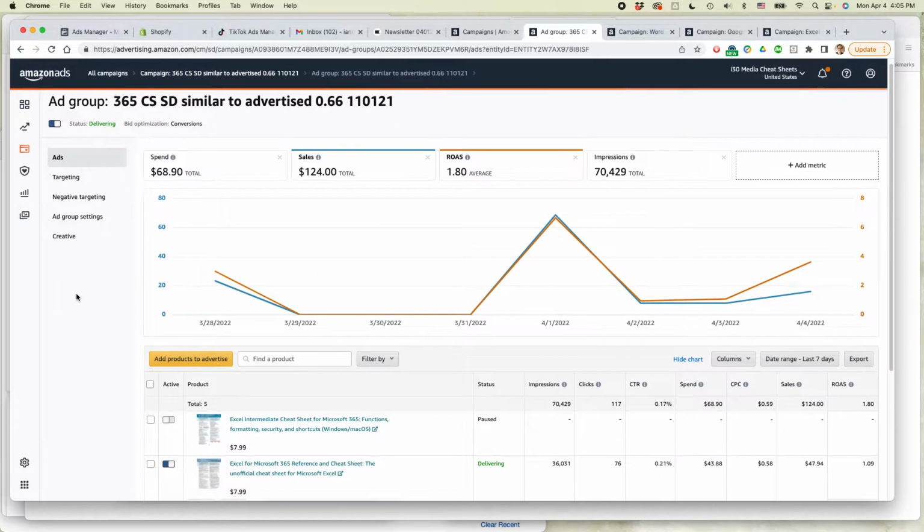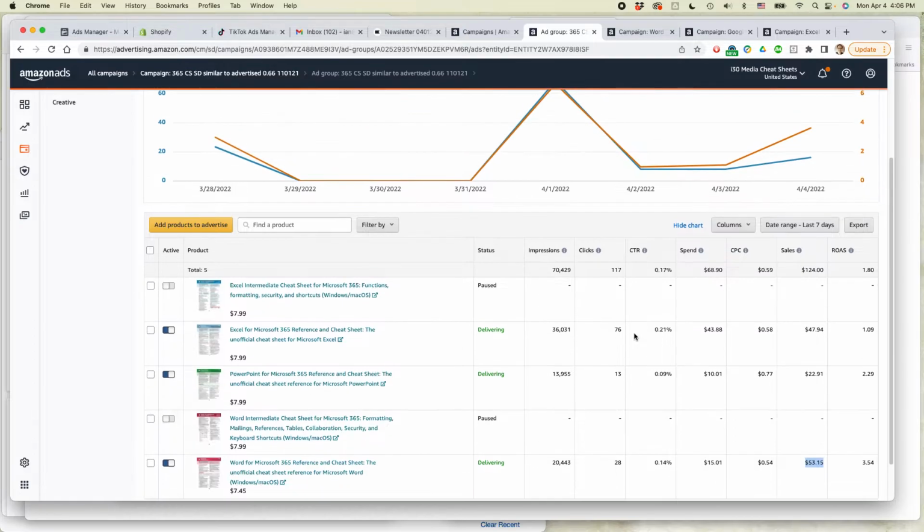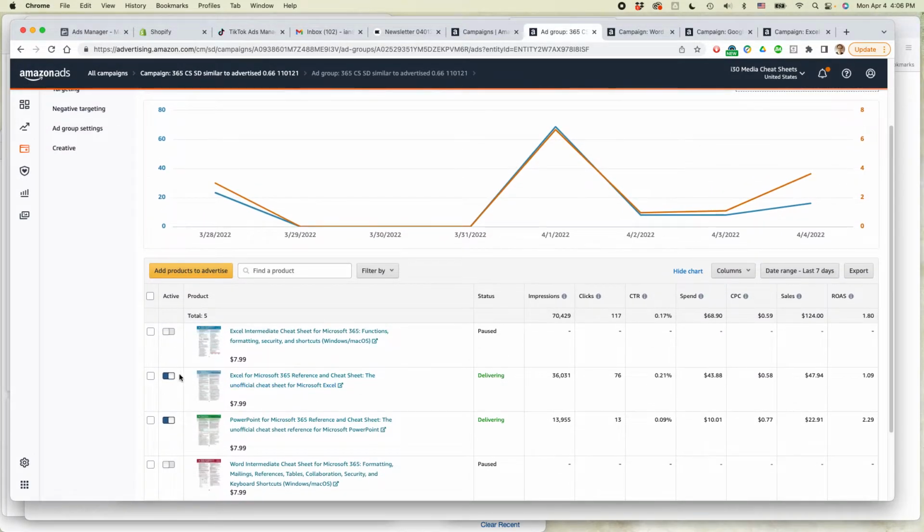Okay, so these are the ads that I have running, and basically they're 5 different products. I've already turned off 2 of them, but you can see 3 are currently running. And then if you go across, you can see where the spending is taking place. This one is spending $43. It's only returned about $48, whereas the product below it, $10 spend, $22 sales. That's okay. It's 2.29 ROAS. And then here we have a $15 spend and a $53 sale. So that's actually quite good. That's 3.5. So what I could do is actually just turn off this particular one.